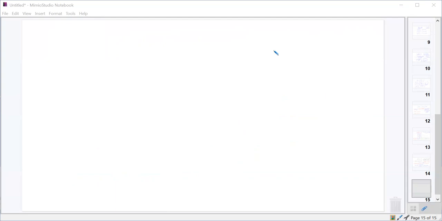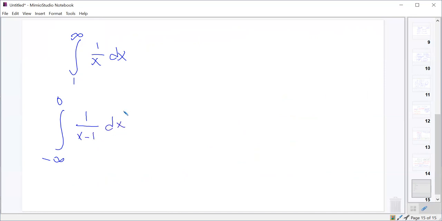So in terms of improper integrals, we're talking about something like an integral from 1 to infinity of 1 over x dx, or an integral from negative infinity to 0 of 1 over x minus 1 dx, where the limits of integration are negative or positive infinity. So these always need to be written out as a limit as a approaches infinity of an integral from 1 to a of 1 over x dx.